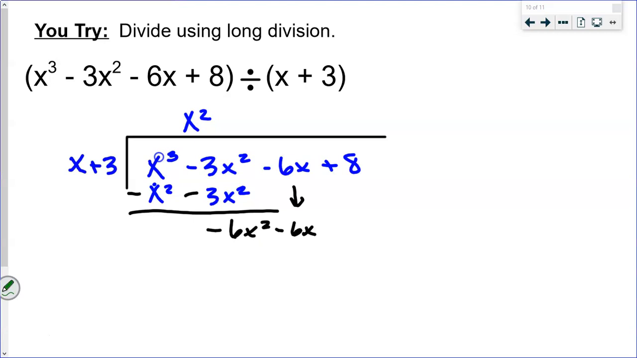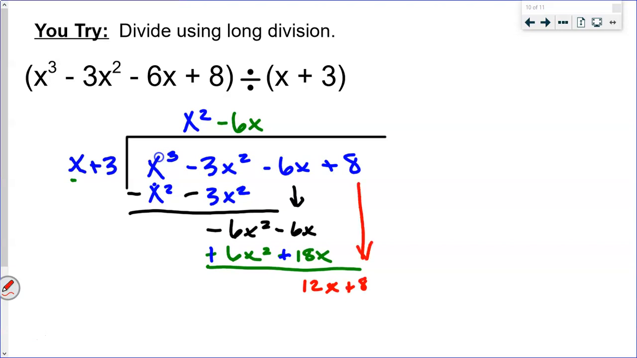So what do I have to multiply by this x to get negative 6x squared? Minus 6x, right? So that's going to give me minus 6x squared. And what is 3 times negative 6x? Negative 18x, yes? So, okay, now what we're going to do, again, remember, is we're subtracting all this stuff. So we're going to change these signs. So that's going to give us negative 6 plus 18, y'all, is what? Isn't that 12? So that's going to be 12x, and I'm going to bring down that 8 again.